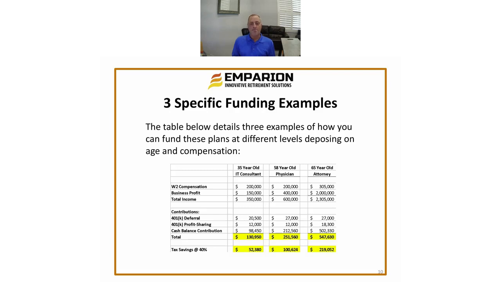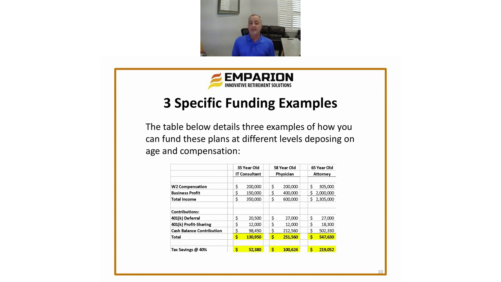Okay. Second example, 58-year-old physician. So here you go. You've got someone a little bit older, a little bit more income, although W-2 profit's the same. So we've got a W-2 of $200, business profit of $400, total income of $600. Now the deferral for someone over 50 is $27,000 on the 401k.